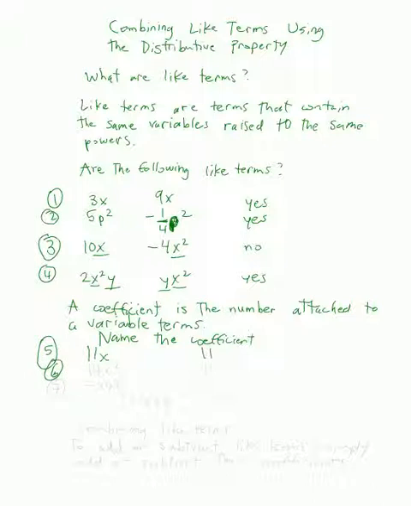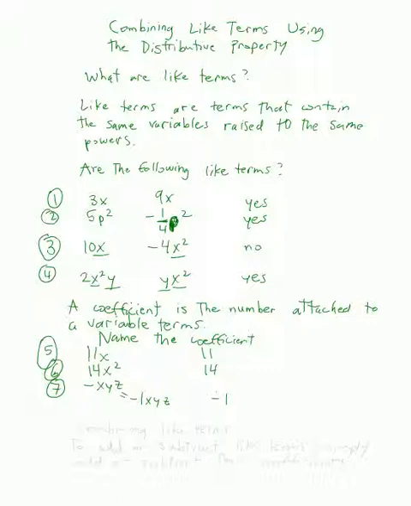Next example, 14x squared. Coefficient of this would be 14. Finally, we have negative x, y, z. Now, even though we don't see a number there, that negative, there's actually an invisible negative 1 there. So this is really the same as negative 1 x, y, z. So the coefficient would be negative 1.